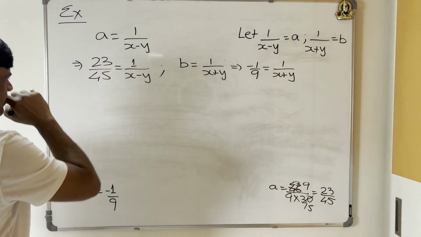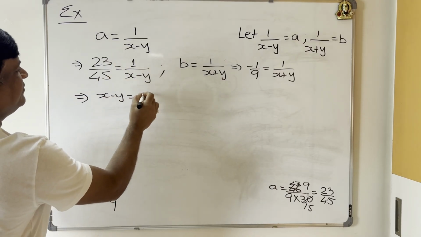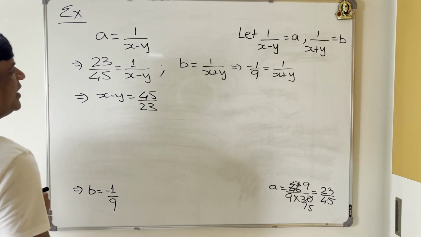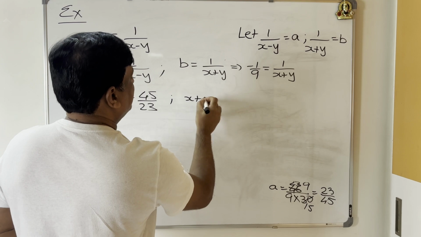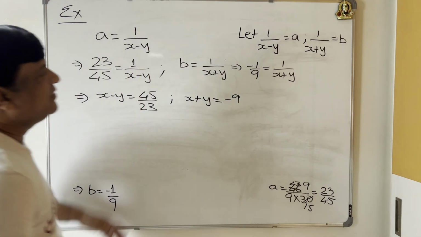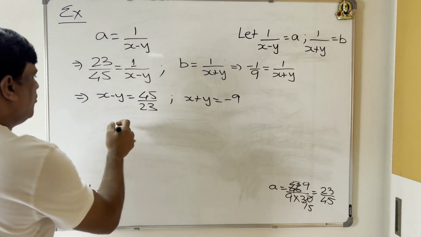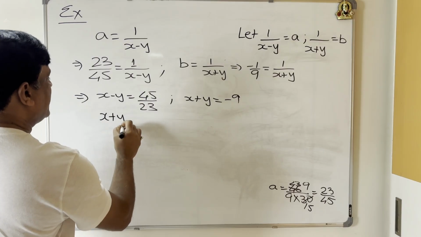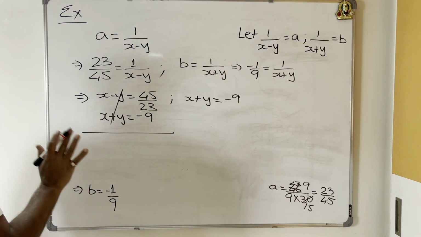So now can I change these? What do I get if I do a cross multiplication? I get x minus y is equal to 45 by 23. Look at it, the first equation. And here I'm going to get x plus y is equal to minus 9. Look at it. That is what I'm going to get, right? Now, using these two equations, can I go ahead and solve again? So x plus y is equal to minus 9. These two equations, look at it, I can directly eliminate. I don't have to do any mathematical operations.